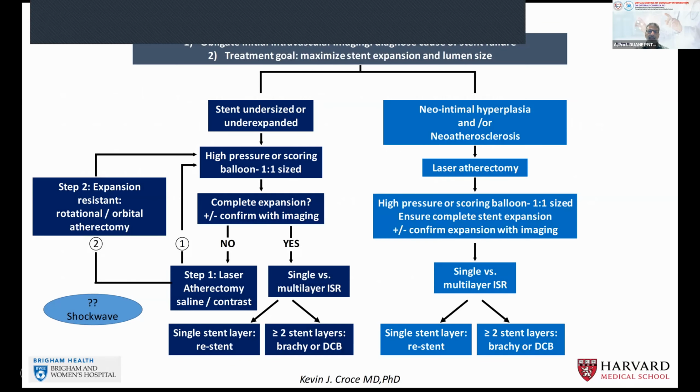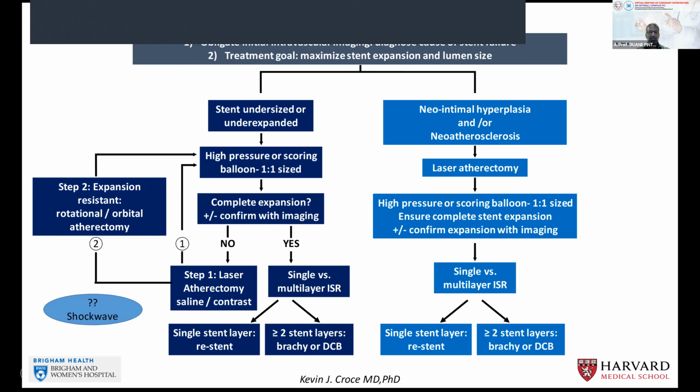So here's an algorithm, perhaps, to think about how to address a patient with DES restenosis. If the stent problem, based on imaging, is mainly neointimal hyperplasia or neoatherosclerosis, then laser atherectomy to ablate the disease, then a high pressure scoring balloon 1-to-1. And then if there's complete expansion confirmed by imaging, and there's a single layer, then restent. If there are 2 or more layers, then perhaps a drug-eluting balloon.